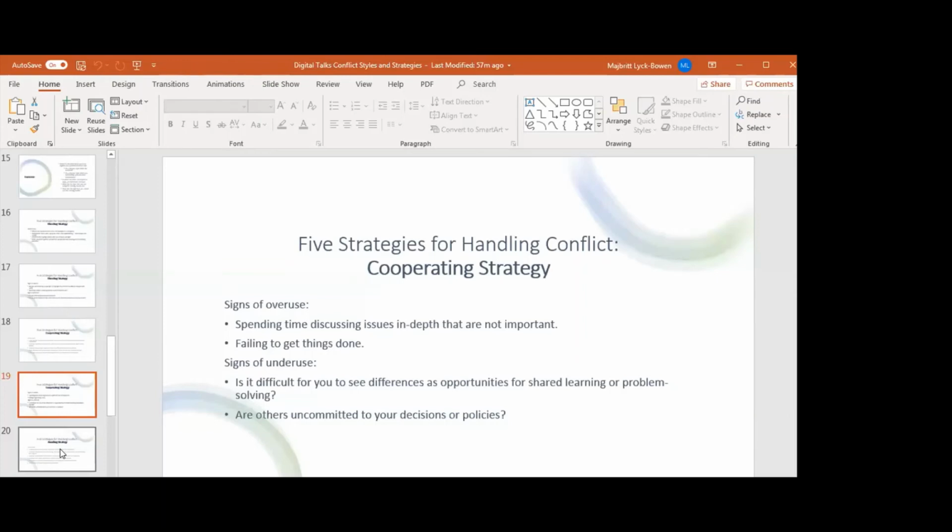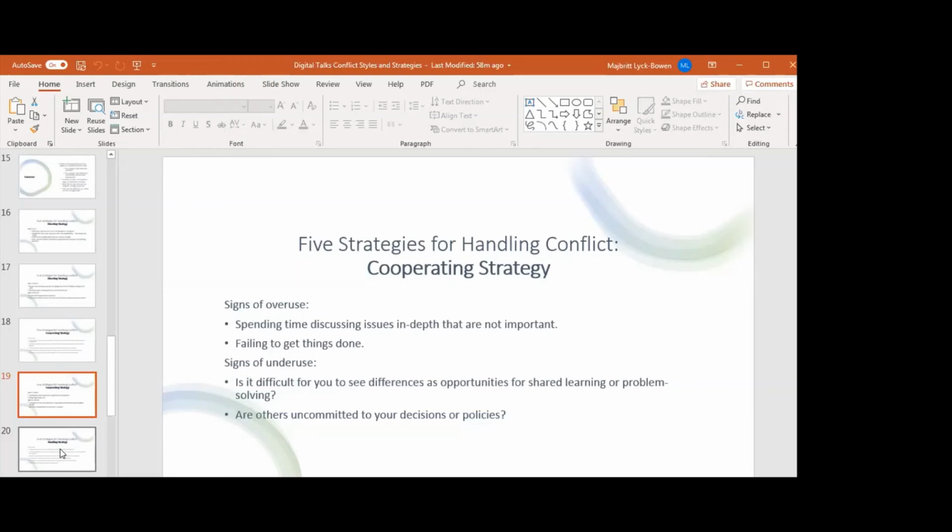I think within an organization, there's also a clear sign if people really are not very committed to the decisions and policies that you have made, then that might also be a sign that you're not using the cooperative strategy enough. Because one of the things that the cooperating strategy does is that, yes, it takes a long time to find an outcome of whatever disagreement you have. But once you have found that outcome, hopefully people are also committed to that decision, because both parties feel that they have been heard.